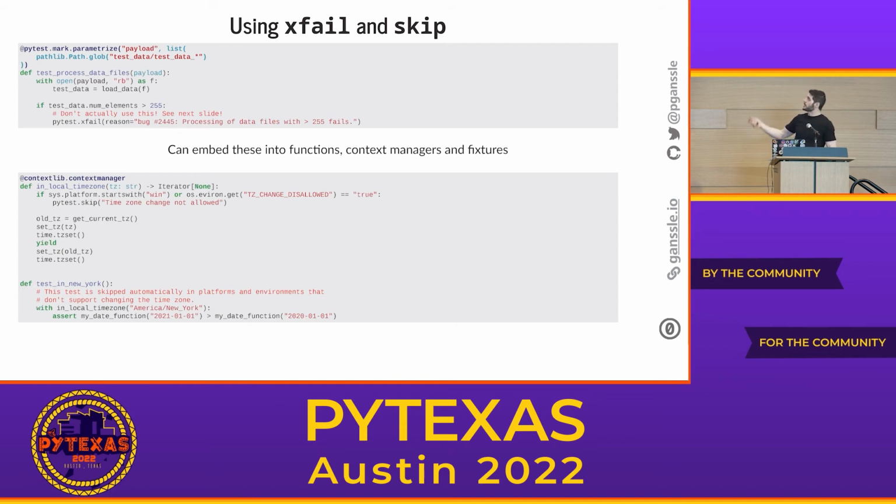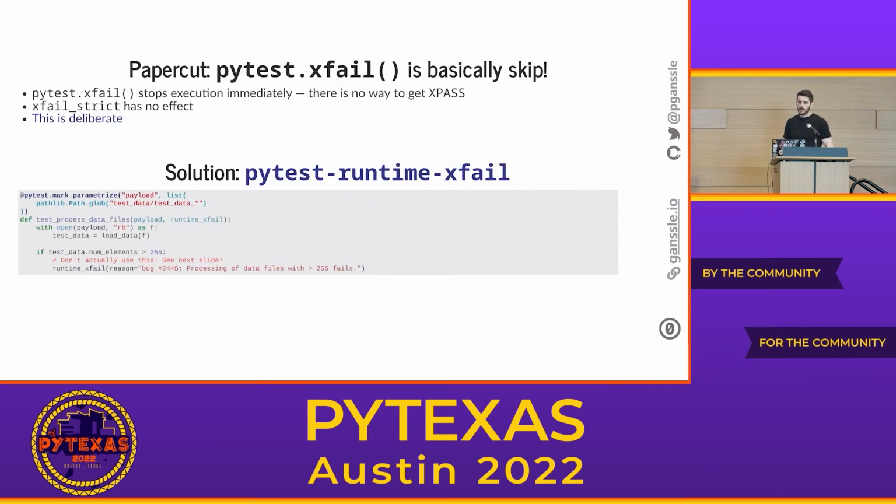So what you can do is write into your context manager, all right, if I'm on one of these weird platforms, call this skip function. Then later in my function that says I do my test in New York, I don't have to remember what the condition is and then apply it. It just happens automatically when I try to enter that context, and the containing test function will be marked as skip.